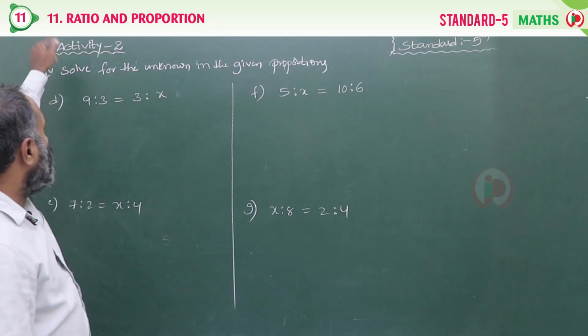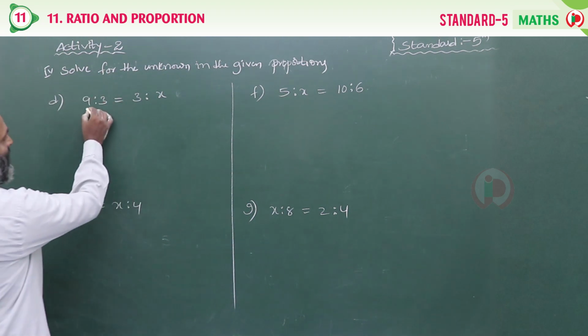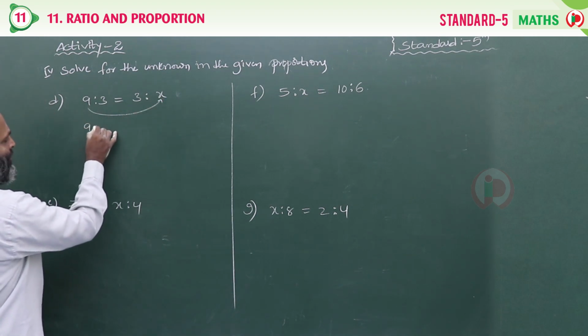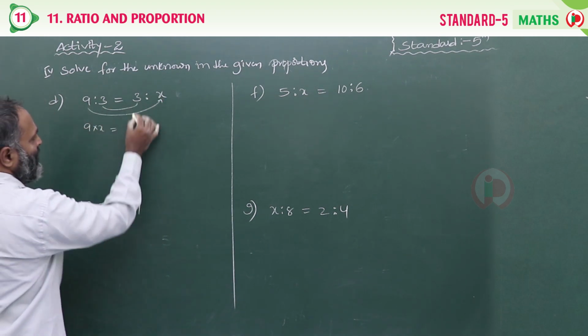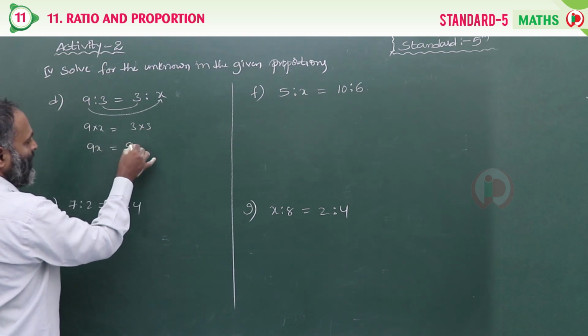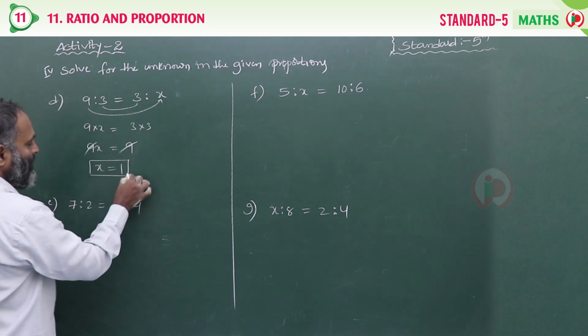So now the next one. Here, another method we can follow: product of means is equal to product of extremes. So 9 into x is equal to 3 into 3. 9x is equal to 3 3s are 9. 9 gets cancelled, x value is 1. In this way also you can do.